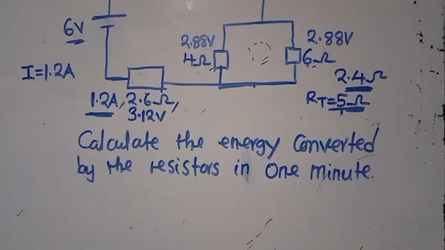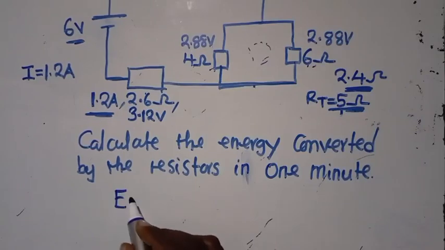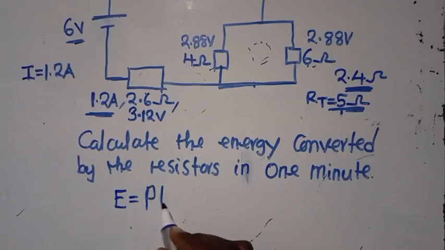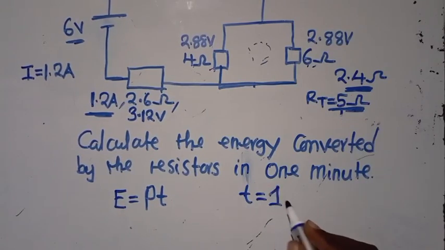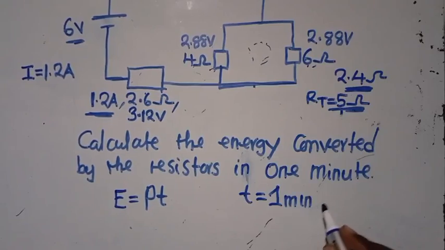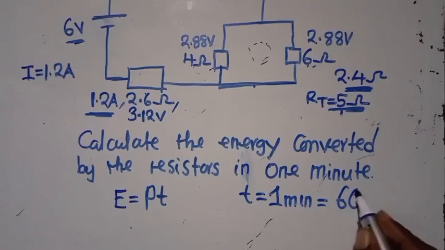Before you even go any further, you need to know the formula that we get to use. Energy is equal to what? Power times time. Where P is the power and T is the time taken in seconds. So the time should be in seconds. We are given 1 minute, and 1 minute in seconds is 60 seconds.